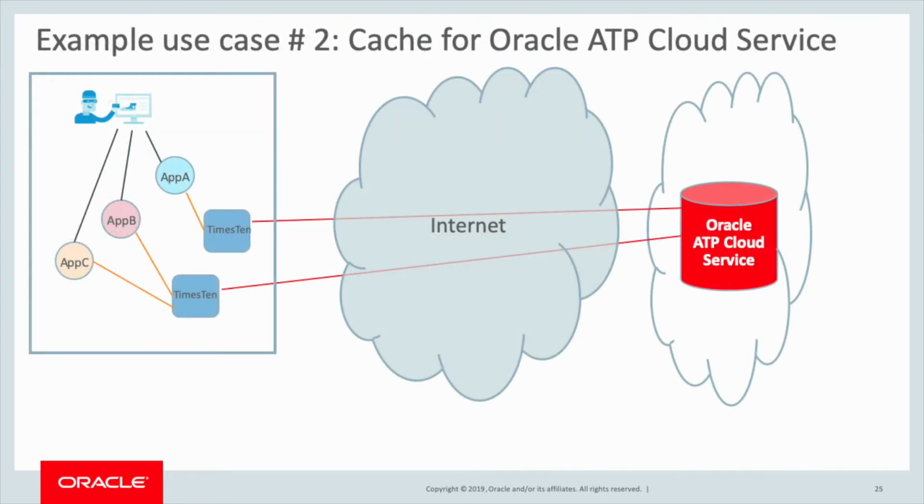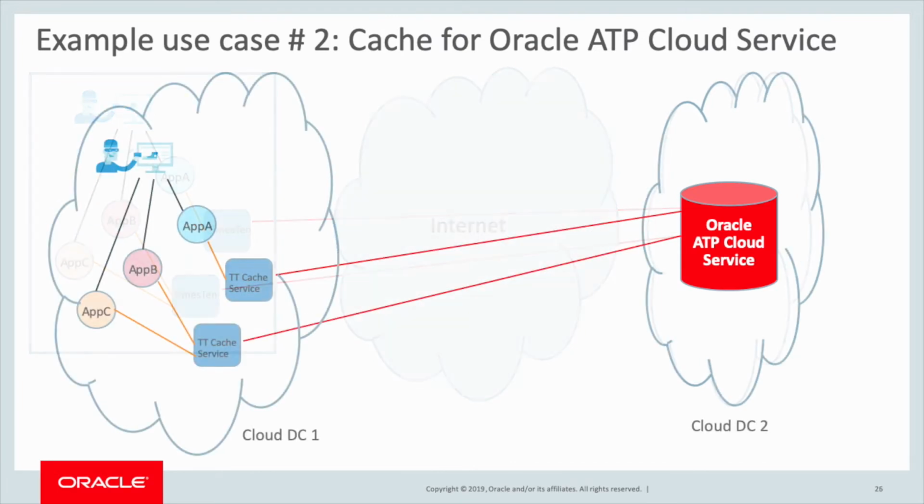So we can solve that in two ways. If you have on-premise applications that want to talk to the Oracle ATP Cloud Service, then we can do what we did earlier with TimesTen as a cache locally. If you have stuff running in one cloud data center, maybe hopefully this is the Oracle Cloud, and you're accessing the ATP Cloud Service in a different data center, we can actually provide this as a service, a cloud service for you. Okay? It doesn't exist yet, but it's something we're actively looking to work on and productize maybe next year.